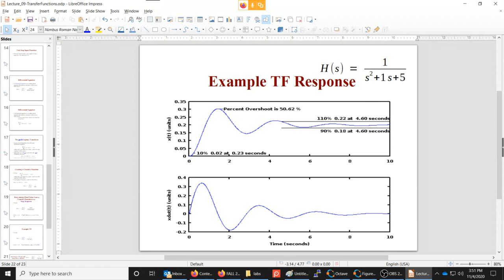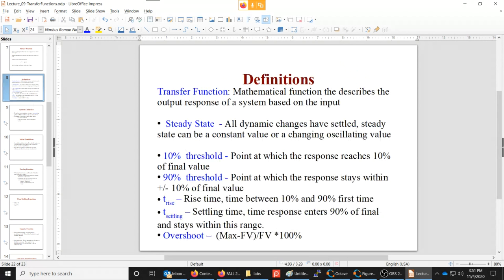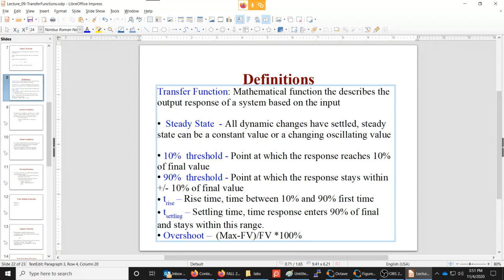Those are just some terms. I guess one of the big things this week is we just have some new terms to talk about. So we also have threshold points of 10%. There's that 10% of the final value, or 90%. Those are those thresholds there.